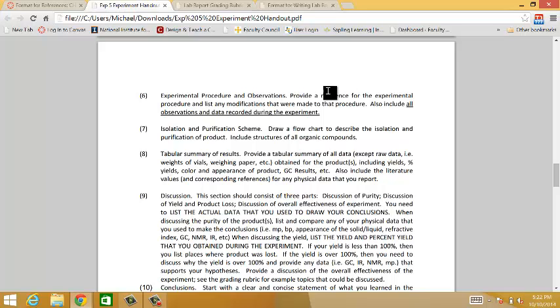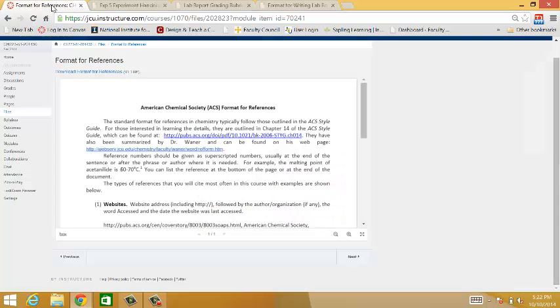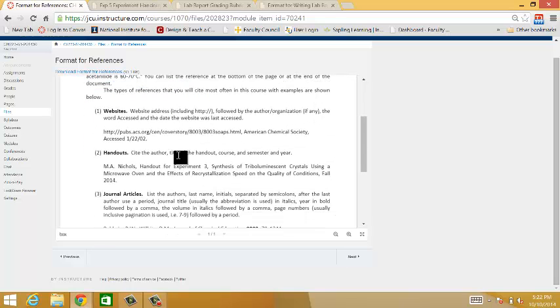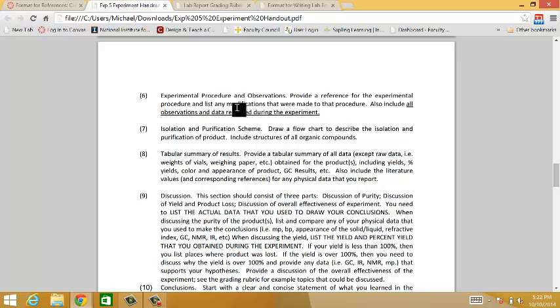So here are the directions. It says to provide a reference. How am I going to provide a reference? Well, I would go back to my format for references, and here's a reference for a website. Here's the reference for the handout. So follow that. Then list the modifications that were made. Some modifications I made: I told you to do things a little differently. You may have made modifications on your own, which may or may not be important, may or may not cost you product. But if you have those listed in your notebook, certainly write those down.